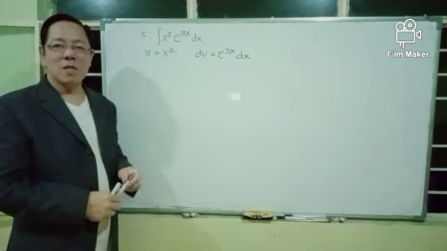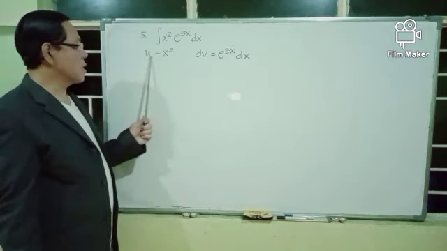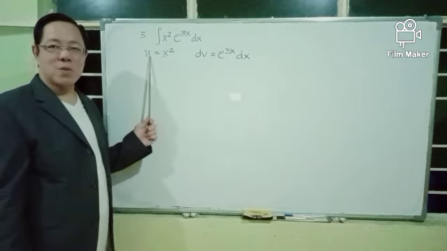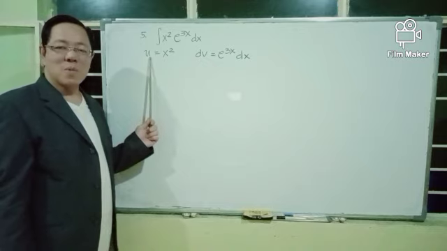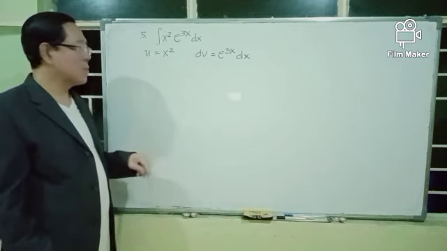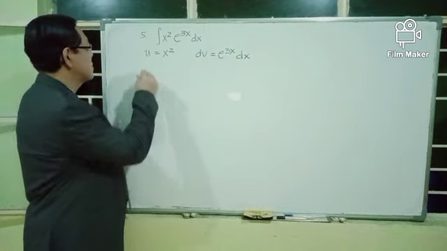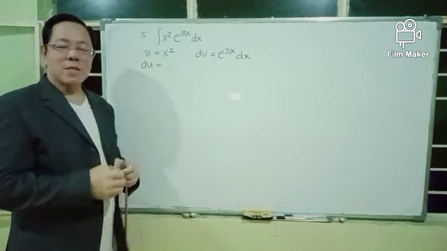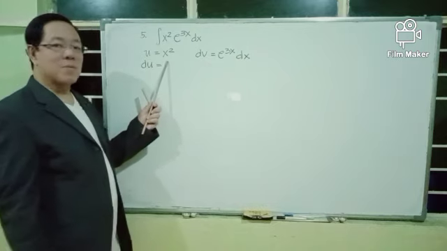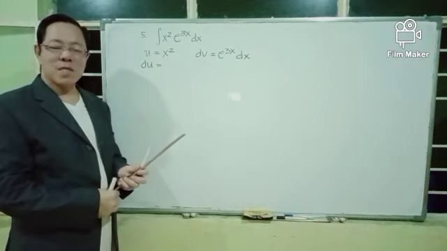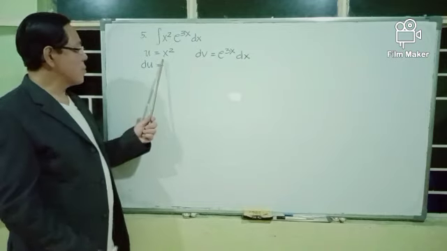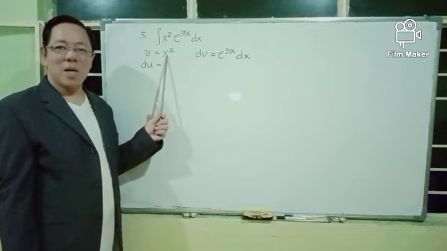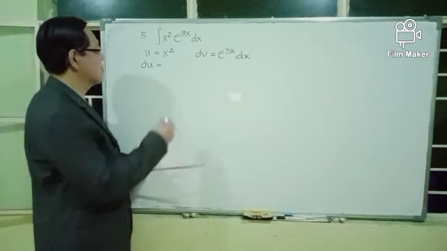For u equals x squared, we differentiate both sides. The derivative of u with respect to u is 1, and we multiply 1 by du. On the right-hand side, we have the derivative of x squared with respect to x. The derivative of x squared with respect to x is 2x, and we multiply 2x by dx.